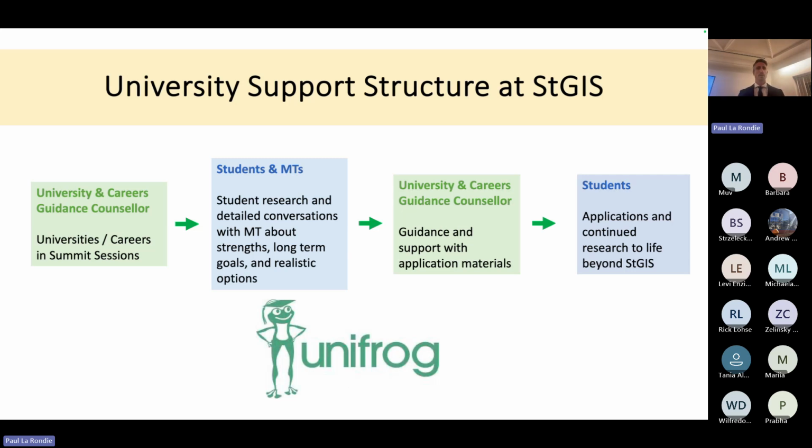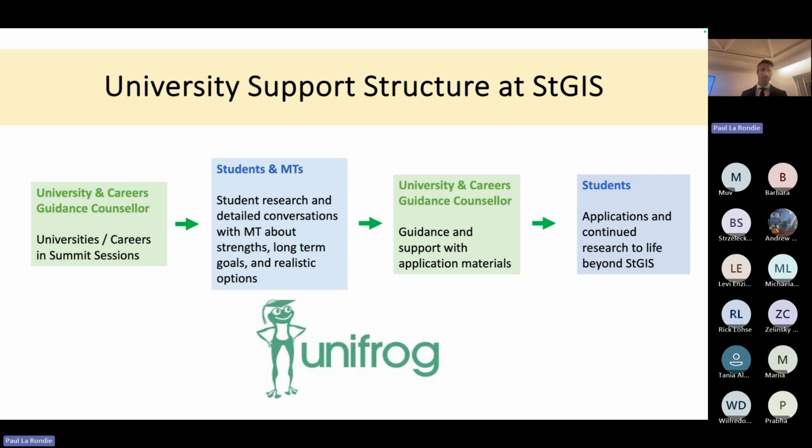My role as our university and careers guidance counselor is to give overviews of, one, our approach to university and careers guidance. And a lot of that happens in summit sessions, beginning as early as grade 9, but mainly in grades 10, 11, and 12. Students then interact with their mentor tutors. They do research through this platform called UniFrog, and UniFrog helps us organize our university research, and I'll show a bit of that soon. It gives more detailed conversations about their strengths, their long-term goals, and looking at realistic options, because the mentor tutor is squarely placed to see how the student's performing in their courses and how that might relate to their long-term goals for universities.